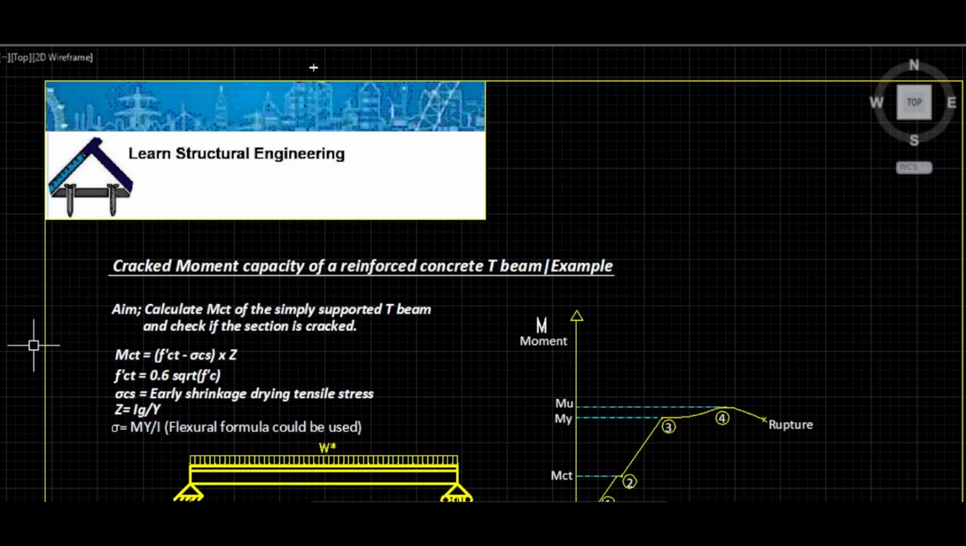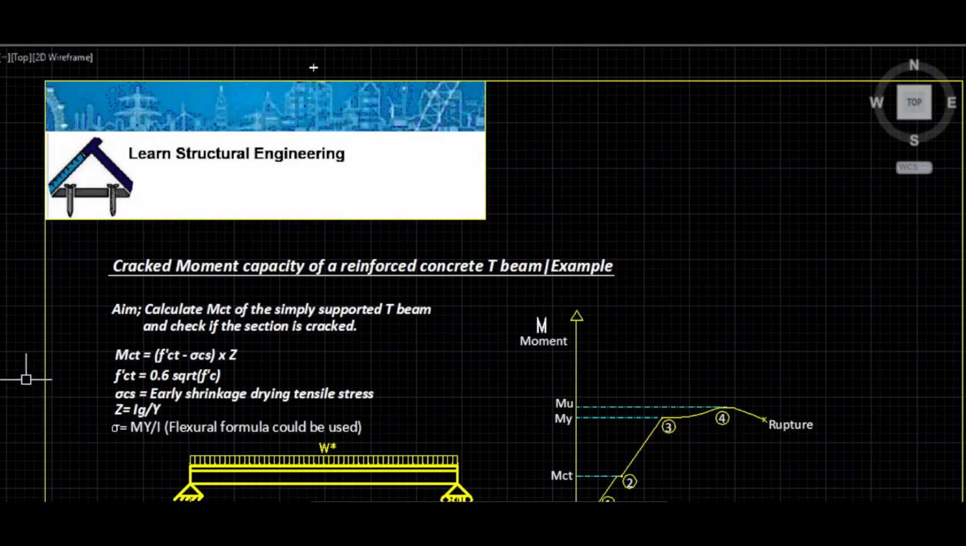Alright, what is the formula? M sub CT is equal to stress multiplied by the section modulus, and in this case the flexural tensile stress, which is 0.6 square root f'c, and we take away the early shrinkage drying tensile stress. The section modulus is the uncracked second moment of area divided by y, and y is obviously the distance between the neutral axis and the extreme tensile face of the concrete beam.